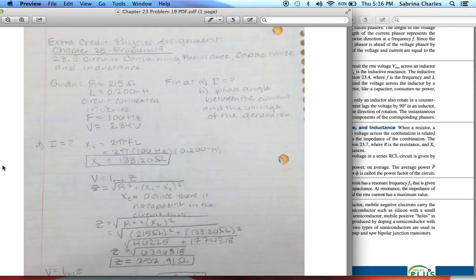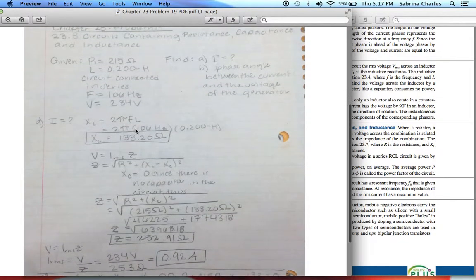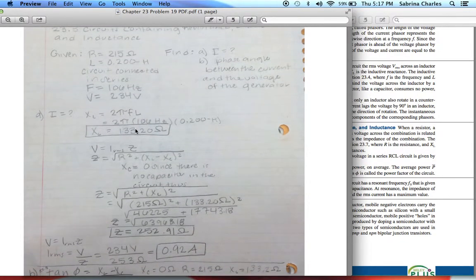Our R is 215 ohms, our L is 0.200 H, and this is a circuit connected in series. Our f is 106 hertz, and our voltage is 234 volts. We're looking for the current for A. In order to find the current, we're going to use the formula V equals I_RMS times Z. So we need to figure out our Z, but in order to do that, we need our R squared, our XL, and our XC.